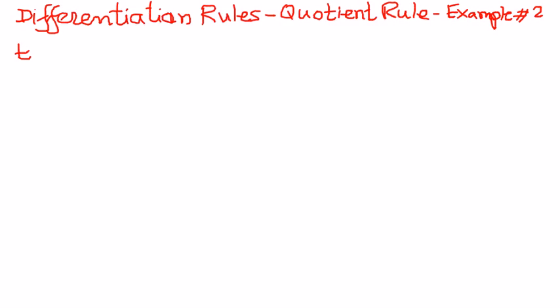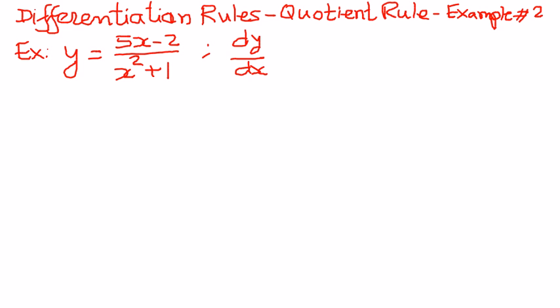So, in this example, let us say we have a function of this kind. y is equal to (5x minus 2) divided by (x to the power of 2 plus 1). We want to find dy by dx of this function. We want to find the derivative of this function with respect to x. So the way to solve this is as follows.